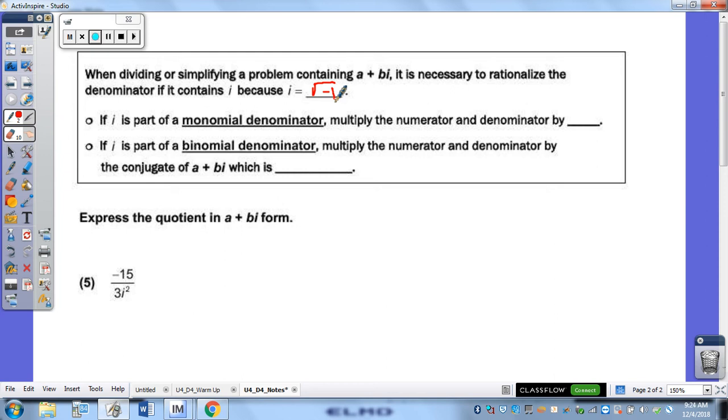So if i is part of the monomial denominator, multiply the numerator and denominator simply by i. So if it's just one term with an i, you're going to multiply top and bottom by i. If it's part of a binomial, so 2 terms, you're going to multiply top and bottom by its conjugate. Which remember, conjugate just means you change the sign. So if it's a plus bi, you'd multiply it by a minus bi.